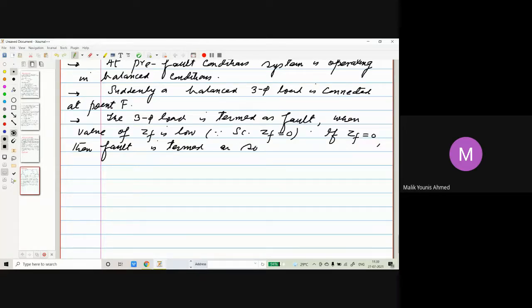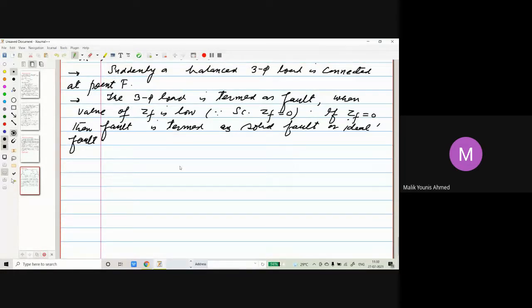Solid fault, or this is an ideal fault. So impedance will be low, current will be very high. The name of the fault given at that time is a solid fault.